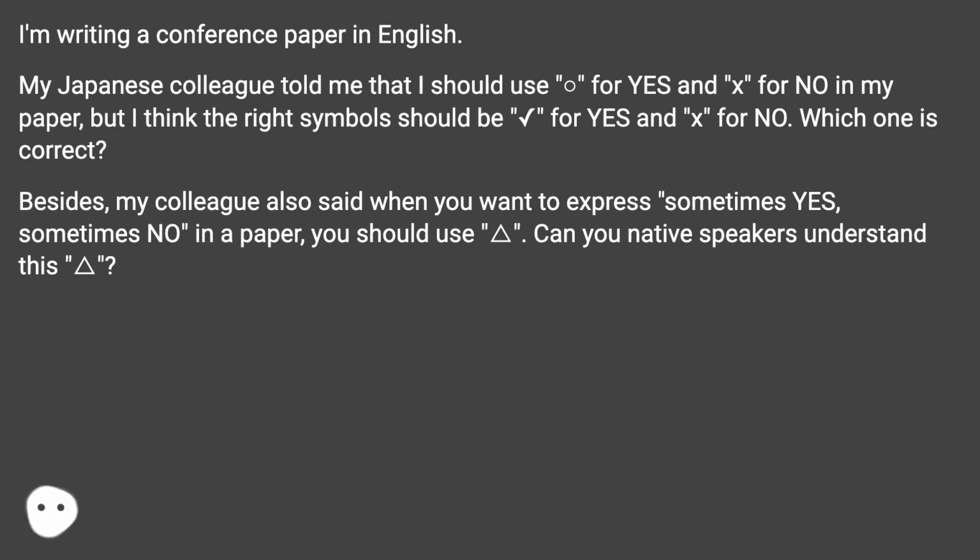Which one is correct? Besides, my colleague also said when you want to express sometimes yes, sometimes no in a paper, you should use a triangle. Can you native speakers understand this?